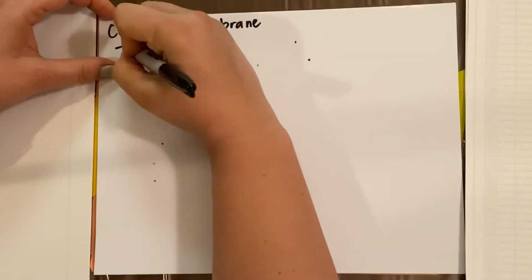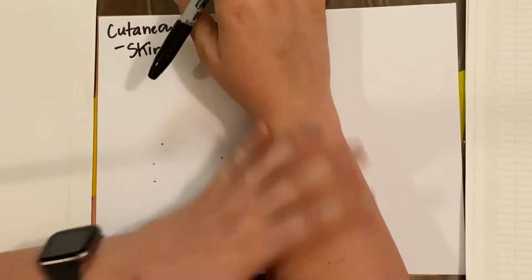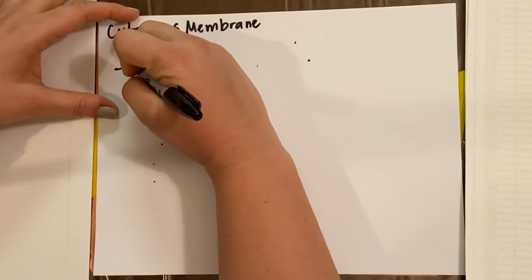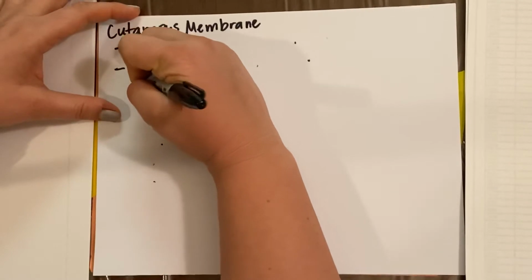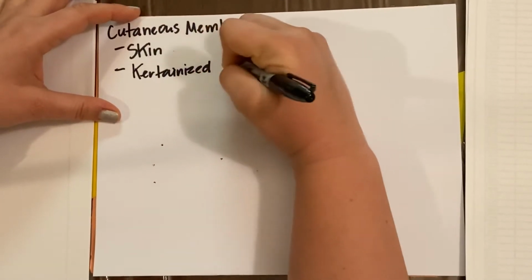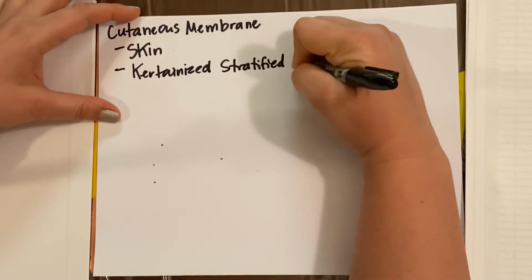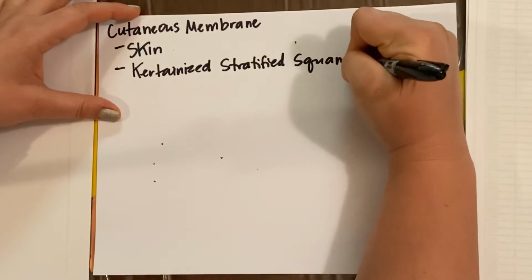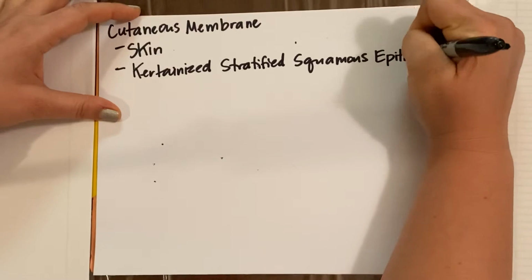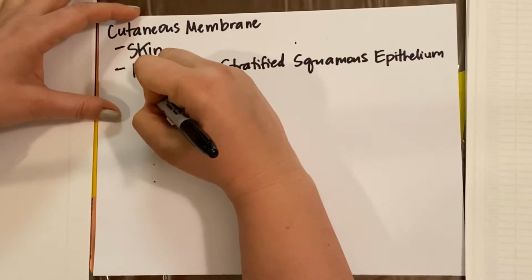All right, and so this is the skin, the skin that's covering the external part of our body. Now, it is going to be made out of, the first layer is going to be keratinized, stratified, squamous epithelium. Okay, and we often are going to call this the epidermis.